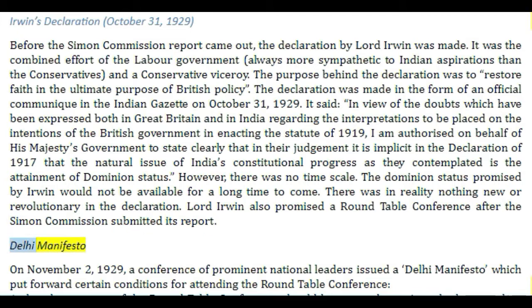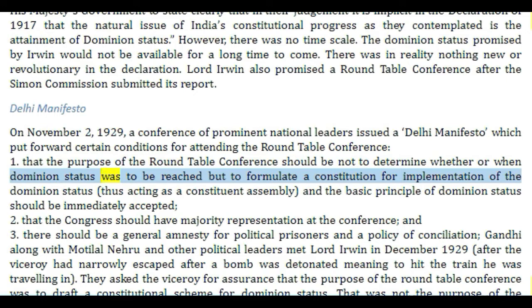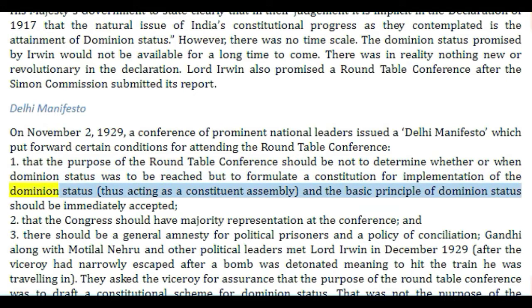Delhi Manifesto. On 2 November 1929, a conference of prominent national leaders issued a Delhi Manifesto which put forward certain conditions for attending the Round Table Conference. 1. That the purpose of the Round Table Conference should be not to determine whether or when dominion status was to be reached but to formulate a constitution for implementation of the dominion status, thus acting as a constituent assembly, and the basic principle of dominion status should be immediately accepted.